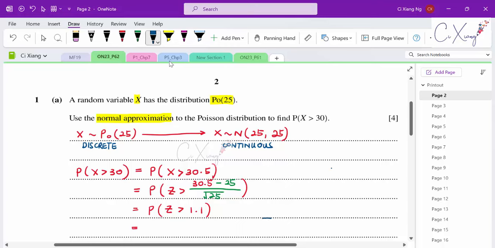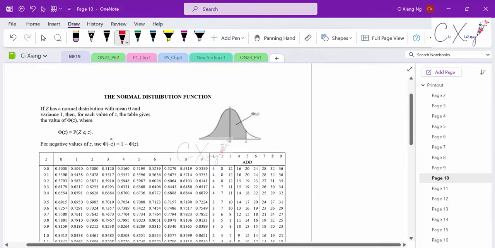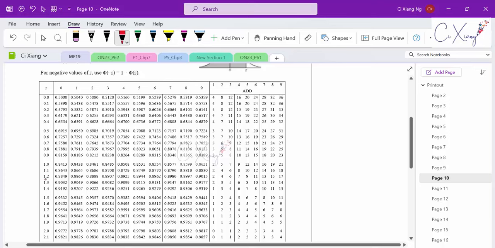Okay, so to get the probability for Z greater than 1.1, I think all of us should know that the area we are interested in is this part. In our normal distribution table, the area it gives us is always the smaller-than area, so the value that we get will be the area smaller than 1.1. So to get the small area here, I have to take 1 minus the value from the normal distribution table. So I go to the table and look for 1.1. The value is this one, 0.8643.